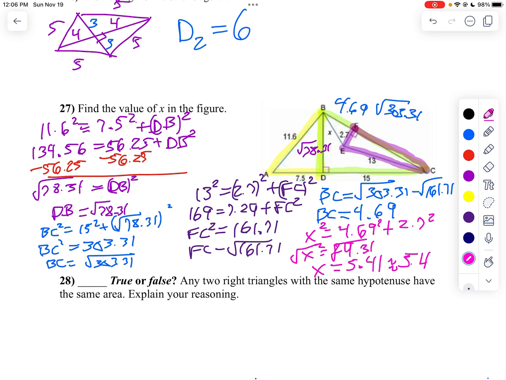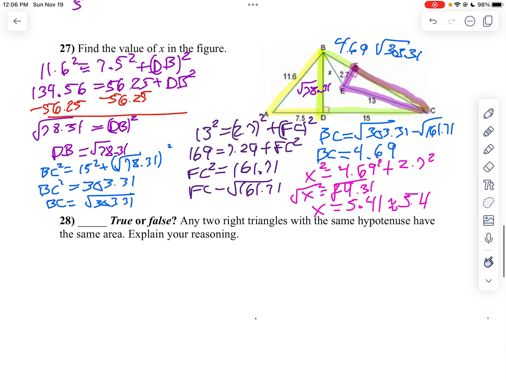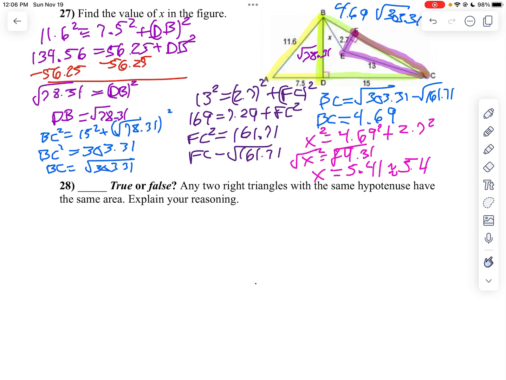Okay, question 28. Any two right triangles with the same hypotenuse are going to have the same area. Well, that's false, because I could have two triangles that have like a hypotenuse of 14. They could have different numbers to get 14. You know, obviously they'd be irrational. So that one could be true, but unless they have the same numbers, that's going to be false.